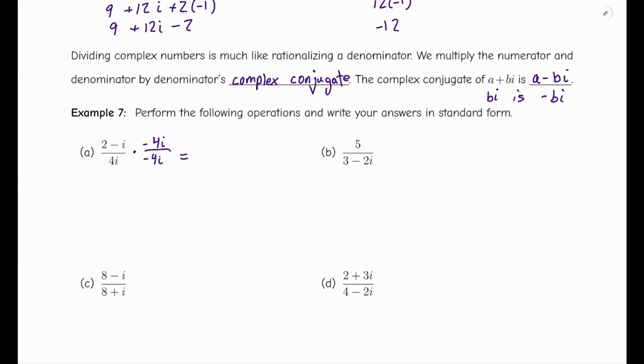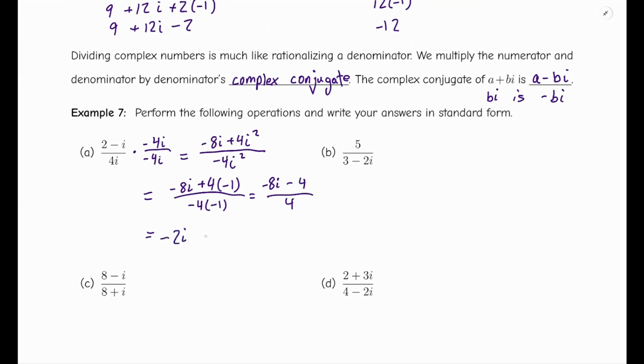You distribute on the top, we get -8i plus 4i squared all over negative 4i squared, which is negative 8i plus 4 times negative 1 all over negative 4 times negative 1, which is negative 8i minus 4 over 4, and that can be reduced to negative 2i minus 2.